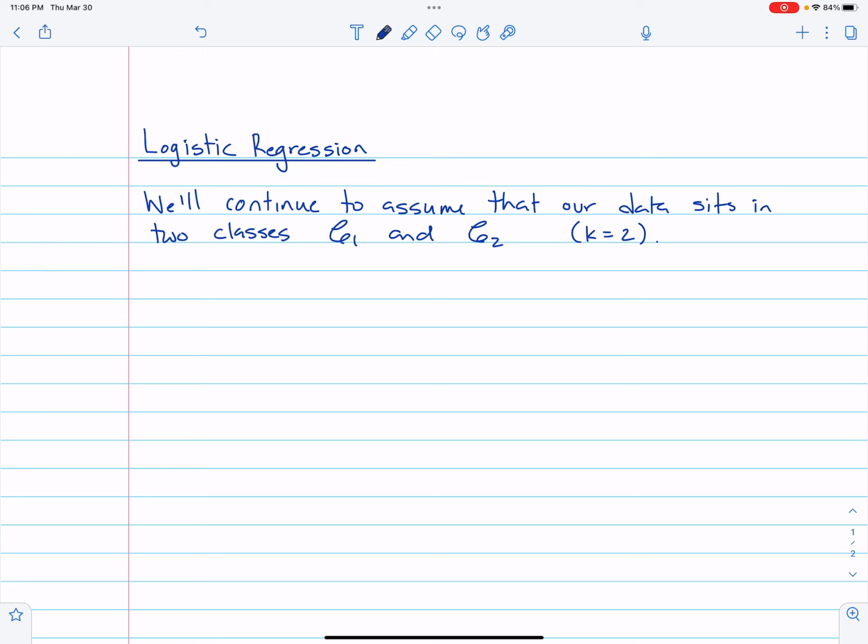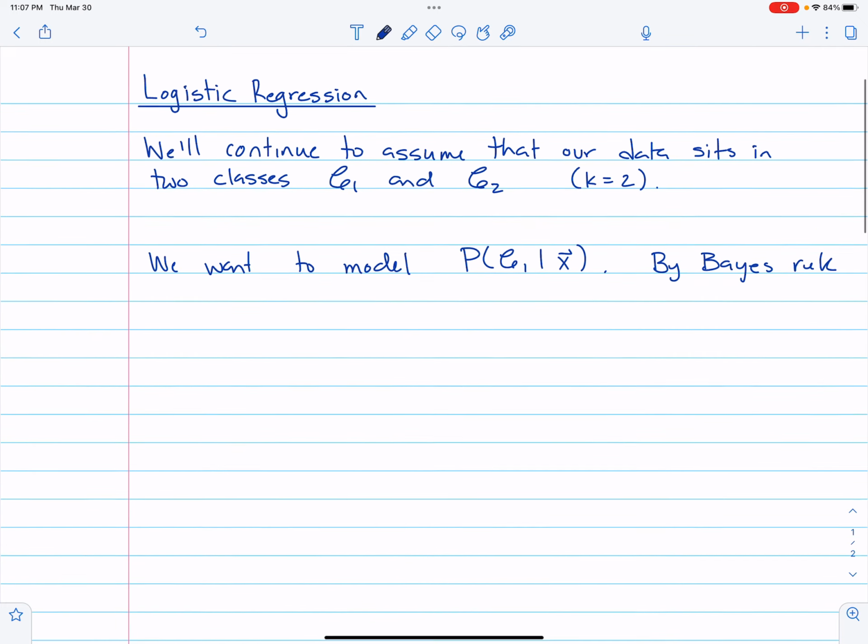And ultimately we'd like to model the conditional probability. If we get a vector x, or a data point x, we'd like to be able to understand what's the probability that our data point lives in class C1, assuming that we've sampled the point x. Okay, and so what we're going to do is look at this from a Bayes rule point of view. So by Bayes rule, we have the following.